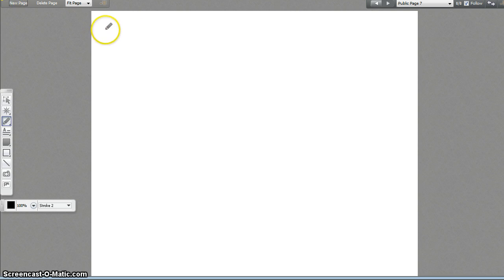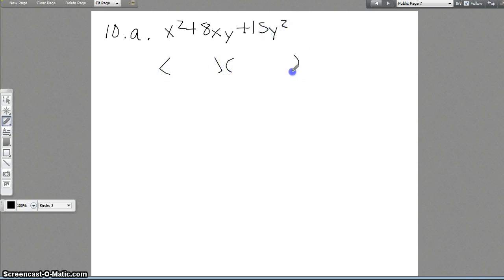So the last one we're going to look at is number 10. Number 10 says factor each of the following polynomials. So this time they just give you the problem and you're just supposed to figure out how to work it out. So for part A, we have x squared plus 8xy plus 15y squared. Okay, so we can write out our pair of parentheses, and we know we're going to start with x in each pair. Now, how can we make 15y squared?